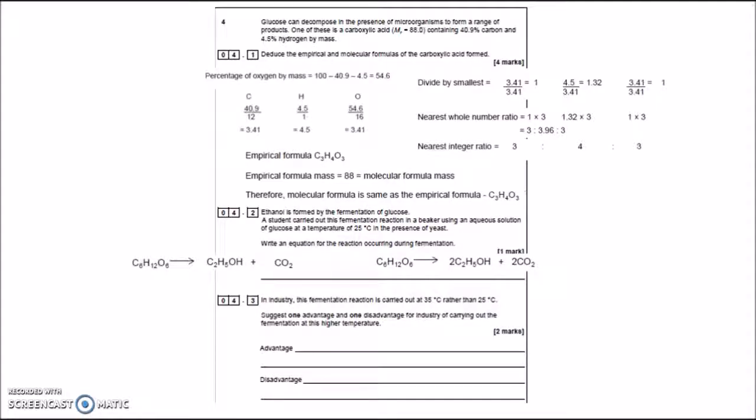Suggest one advantage and one disadvantage for industry of carrying out the fermentation at a higher temperature. So the fermentation is carried out at 35 degrees C rather than 25 degrees C in industry. Why would you do that? That's because you're going to increase the rate of the reaction. You're going to make the ethanol more quickly, so the ethanol is produced at a faster rate. One disadvantage is that you're going to need more energy. You're going to have to do it at a higher temperature, so it's going to use more energy.